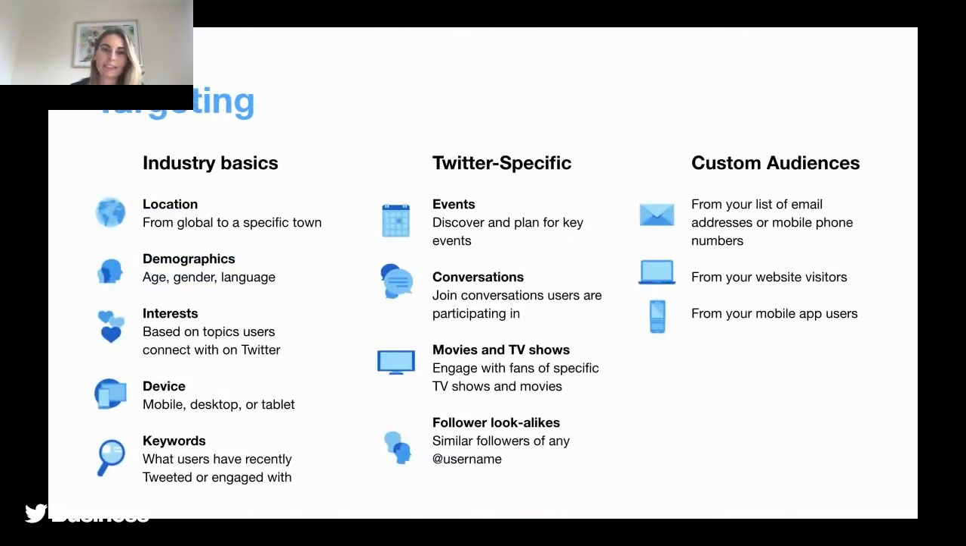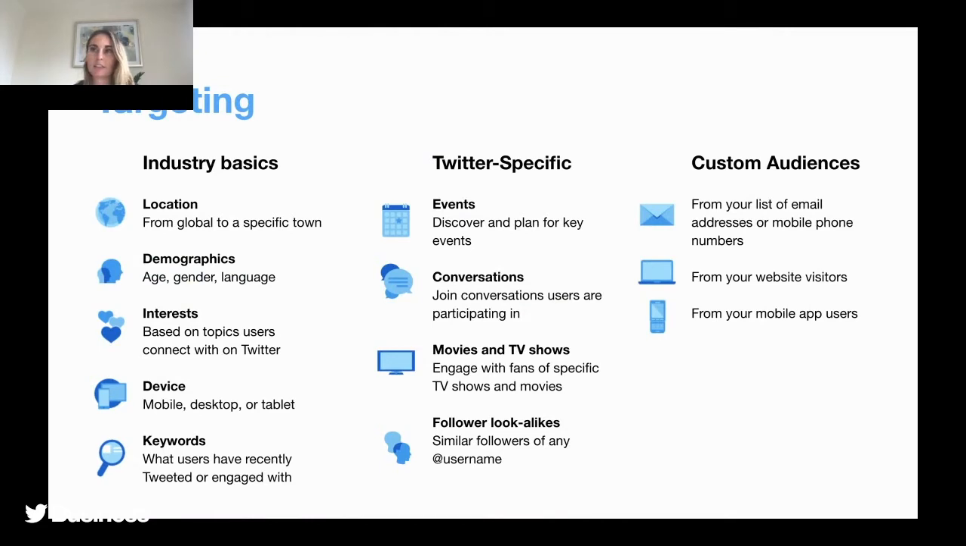So then just to kick things off with targeting, we decided to break these down into three different columns just so you have an idea of what the industry basics are, the Twitter specific, and then custom audiences. So just to kick things off, industry basics. Twitter offers location targeting, demographics, interests, device, and keywords that I'm sure you are aware of. Other platforms have that as well, but very Twitter specific.